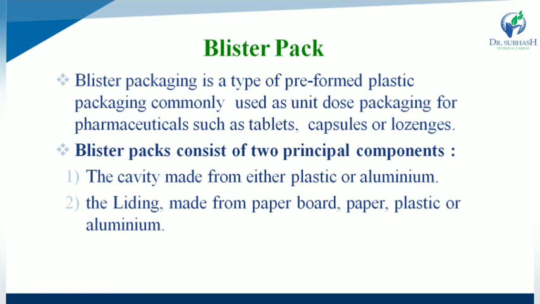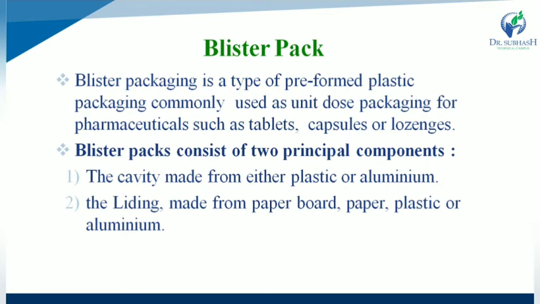So, blister packaging material is a type of preformed plastic packaging material that is commonly used as unit dose packaging for pharmaceuticals like tablets, capsules, or lozenges. Blister packs consist of two principal components. The first is the cavity, which is made from plastic or aluminium, while the lidding is made from paperboard, paper, plastic or aluminium.